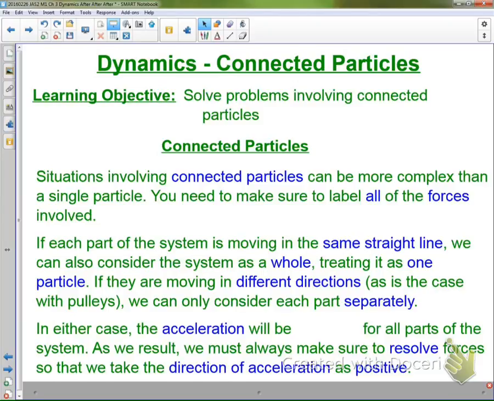In either case, the acceleration is going to be the same for all parts of the system. So we want to make sure we always resolve forces taking the direction of acceleration as positive. If we don't do that, then we're going to make a big mistake. So let's take a look at a couple of examples.